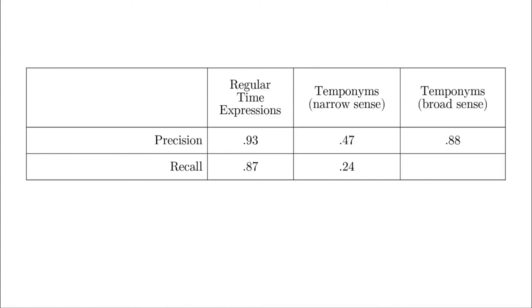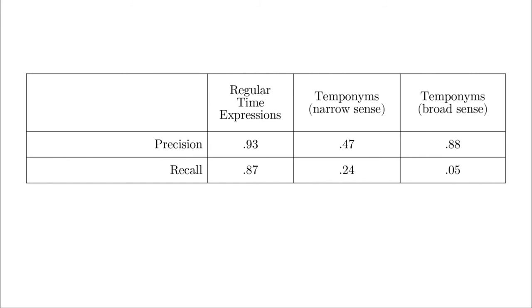Recall for temponyms in a narrow sense is 0.24, so 24% of all period names are identified, and for temponyms in a broad sense it is 0.05, so only 5% of all the named entities that can be dated were identified.